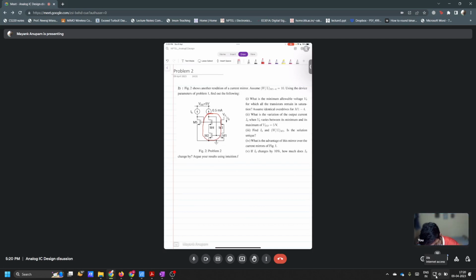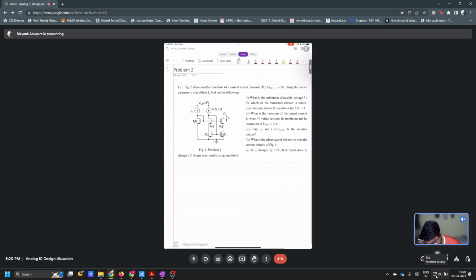Is it wide swing? Yes, this is a wide swing. So, what is the other name for this wide swing? This is telescopic cascode, right? Yes, it's telescopic. So let's see what is happening.